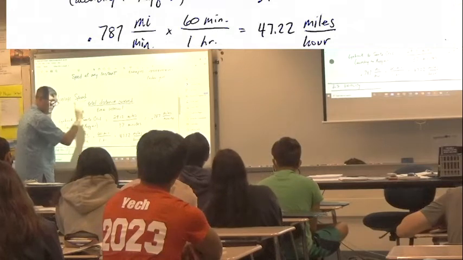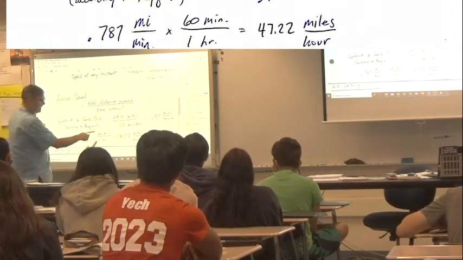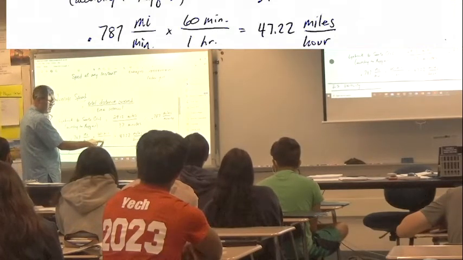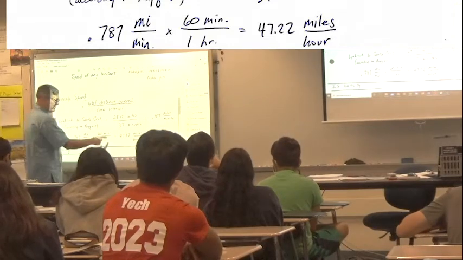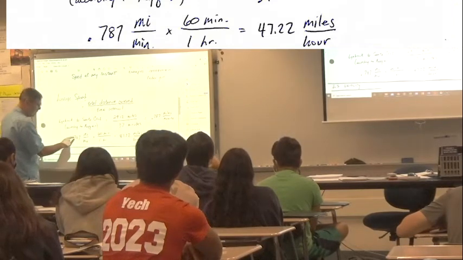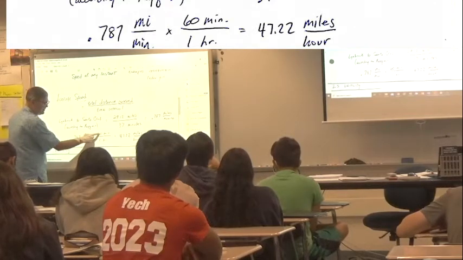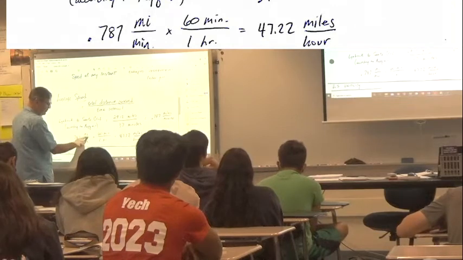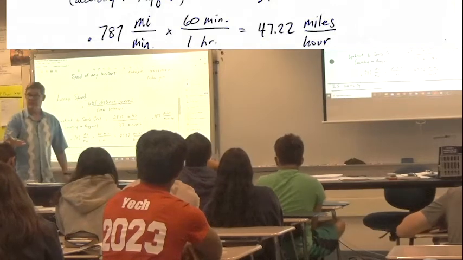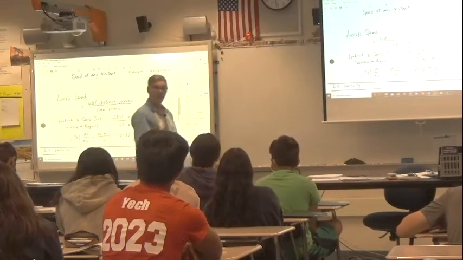And to make this be equal to 1, I say how many minutes are in an hour. And 60 minutes are in an hour. Now that's the number 1, but the only thing that's going to change now is my units and the value of, so when I multiply 0.787 times 60, I get 47.22. The minutes cancel off, and I'm left with miles per hour. Okay? So that's an introduction to a unit conversion.